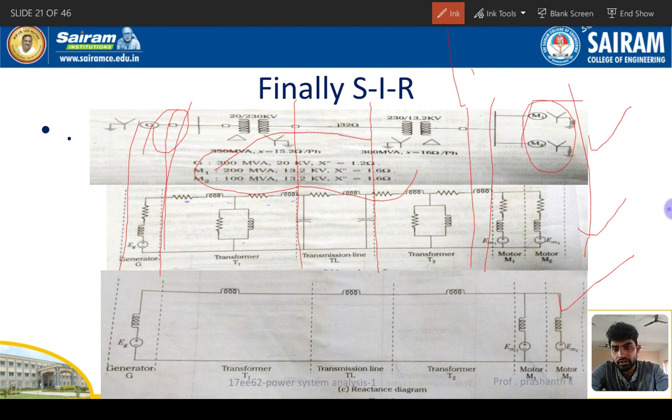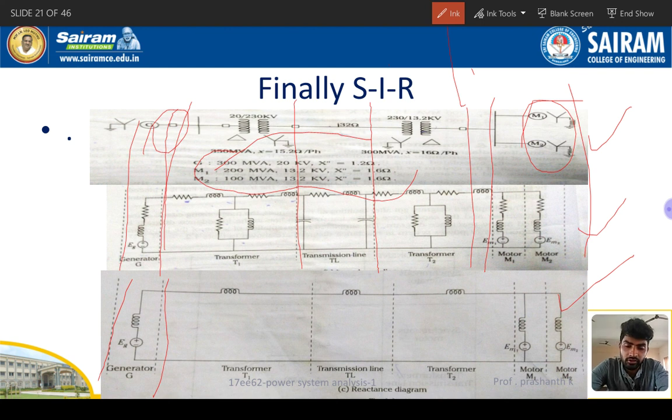Similarly, we have drawn the reactance diagram. As the name itself indicates, only the reactance part must be there in the diagram. This reactance diagram is common for all the modules. Keep it in your mind, because we have to draw the reactance diagram for fault analysis, steady state stability limit analysis, and motor stability. See, only reactance is present.